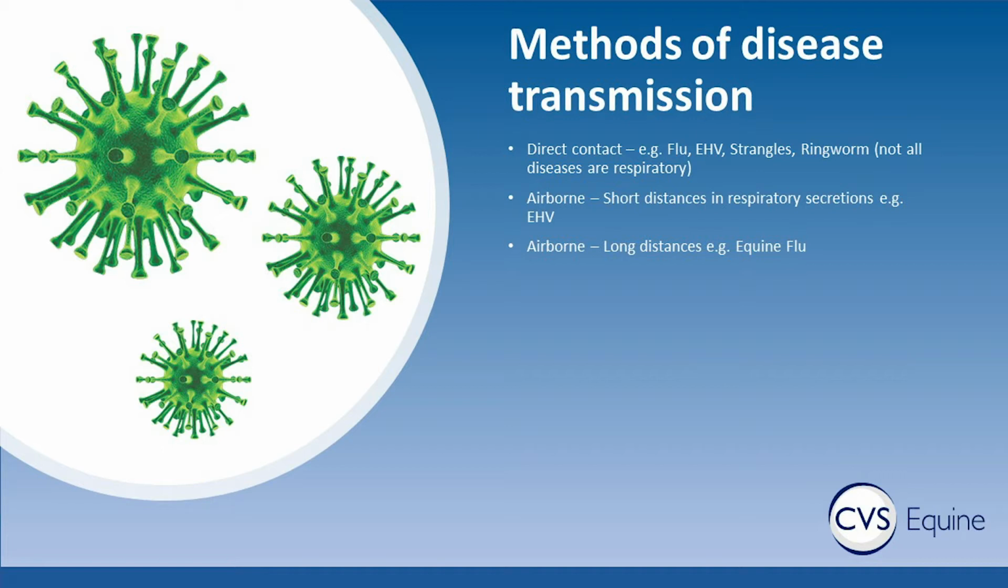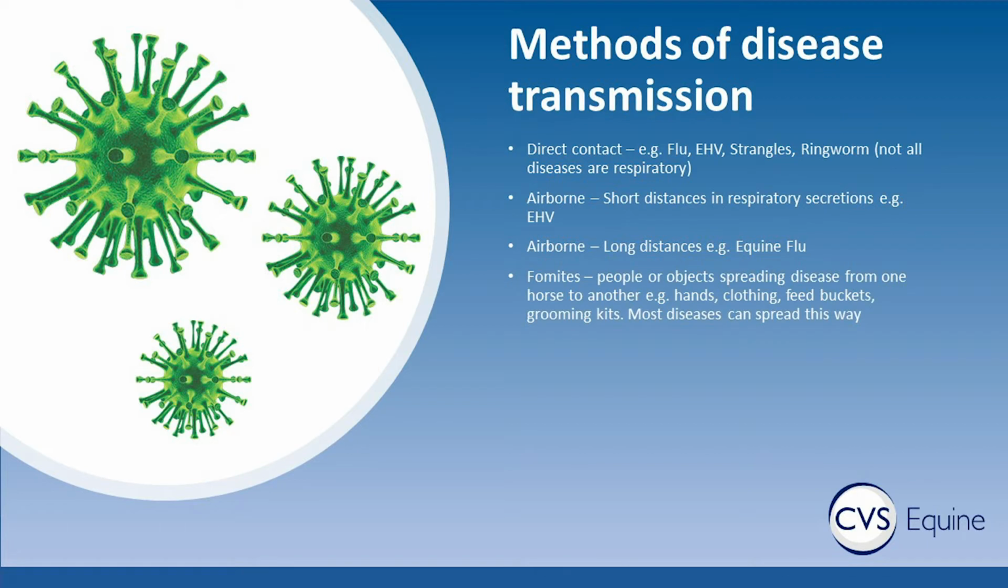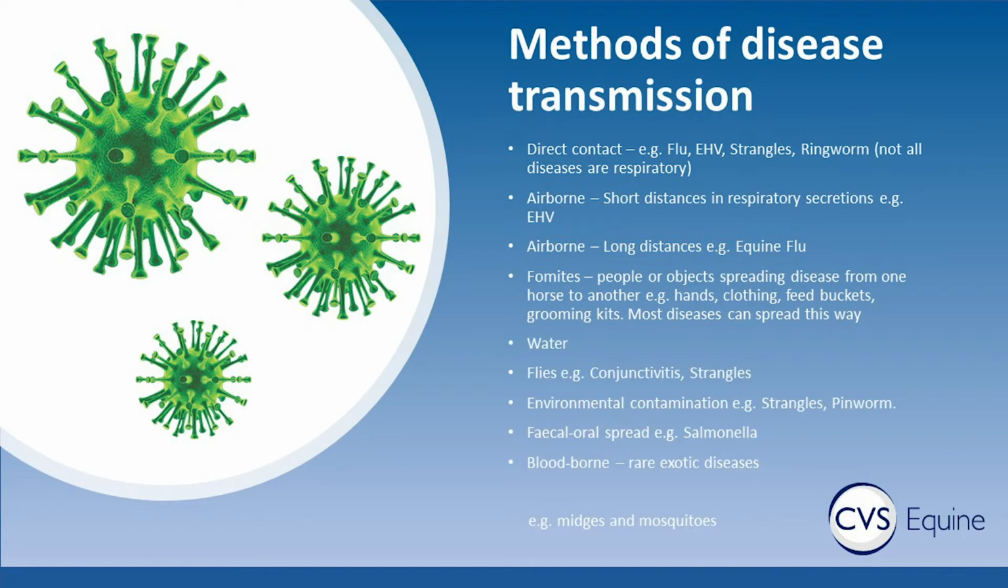The last way of transmission is through indirect contact or fomites. This happens when a horse that has an infectious disease transmits it to another horse through the tack or a person that has been in direct contact with both horses. Most diseases in horses can spread this way, but it doesn't necessarily need to be only the tack or another person. It can be the water, flies, any environmental contamination, or fecal-oral spread, as in through the feces.